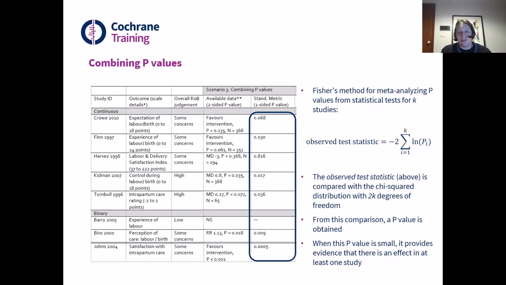And what we do is we just calculate this observed test statistic, which is just really summing up the p-values across the studies, multiplying that by -2, and then we compare that to the chi-squared distribution. And if it's the case that that p-value is very small, then that provides evidence that there's an effect in at least one study.